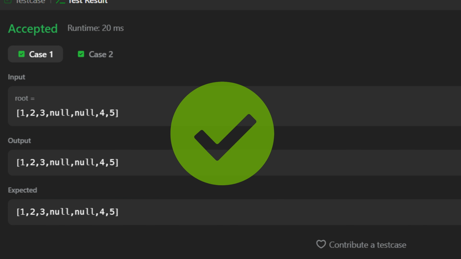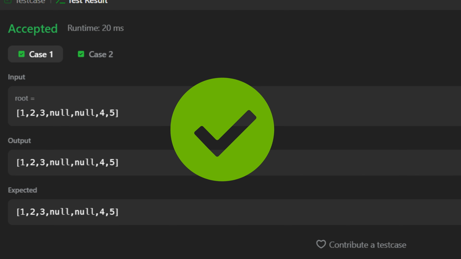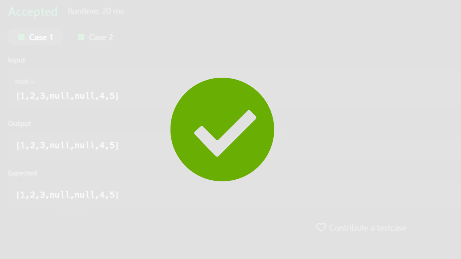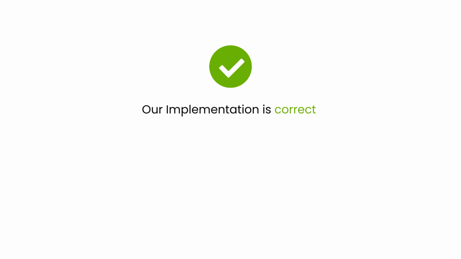And that's exactly what we see. The output matches the expected result perfectly, so the test case is accepted. So, our implementation is correct. The algorithm successfully processes and returns the tree structure exactly as intended, consistent, accurate, and reliable.